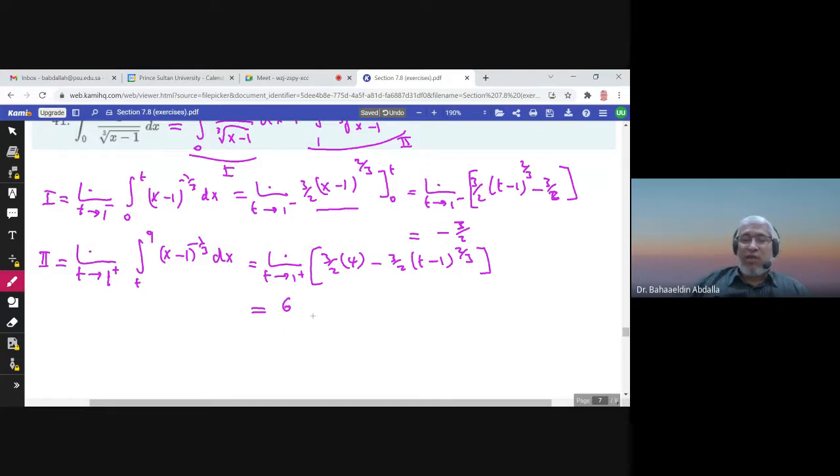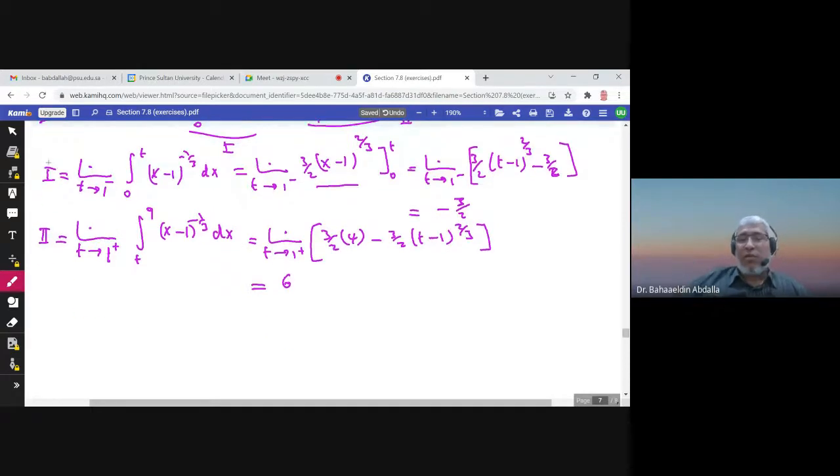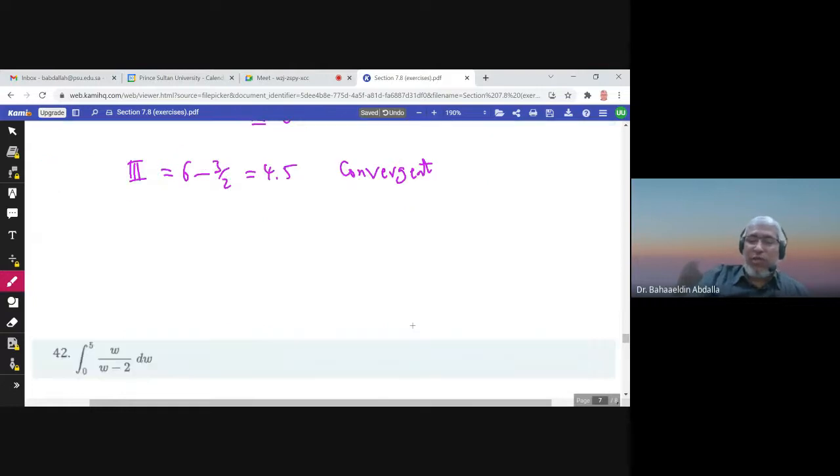Now the final answer would be, if I call this the third integral, the final answer would be 6 minus 3 over 2, and that's just 4.5. And the integral is convergent.